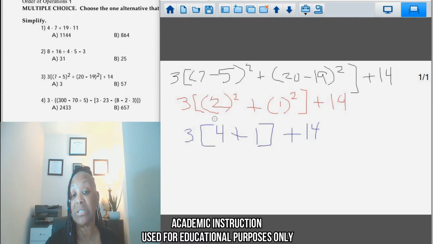We're still going to focus on what's inside of our brackets first. So I'm going to switch here, and we have 4 plus 1, which gives us 5.